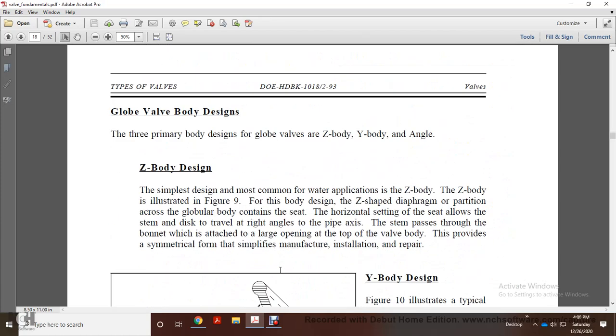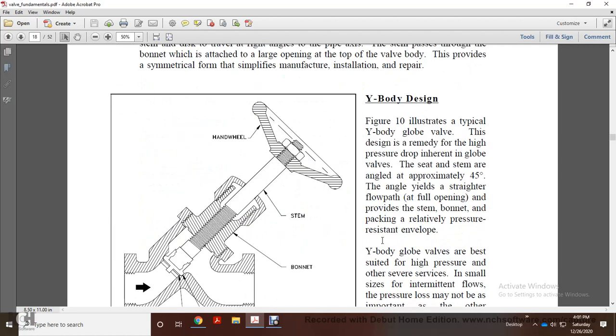There are three primary body designs of globe valve: Z body, Y body, and angle body. Your Z body design is the simplest design and the most common in water applications. The Z body is illustrated in Figure 9. It has a Z-shaped diaphragm across the globe body, containing a horizontal seat that allows the stem and disc to travel at right angles to the pipe axis. The stem passes through the bonnet and attaches through the large opening at the top of the valve body. This provides a symmetrical form that simplifies manufacture, installation, and repair.